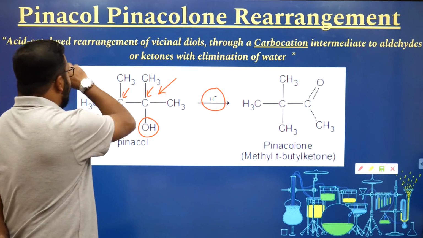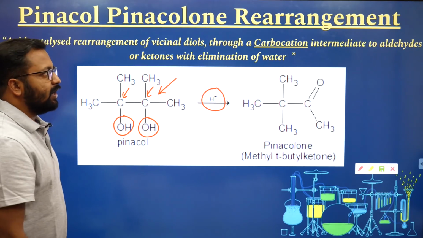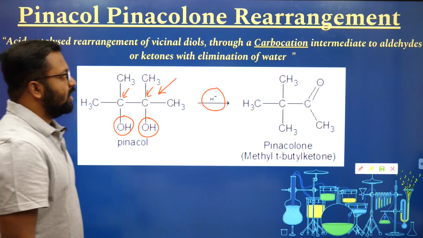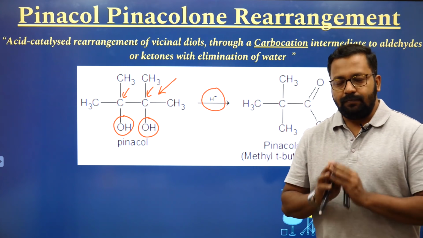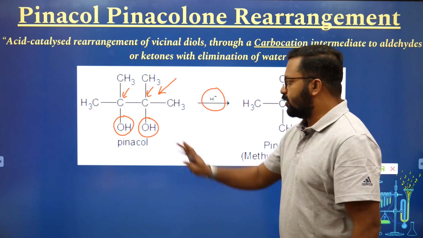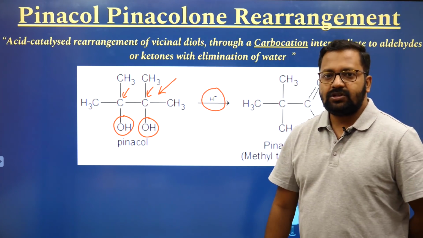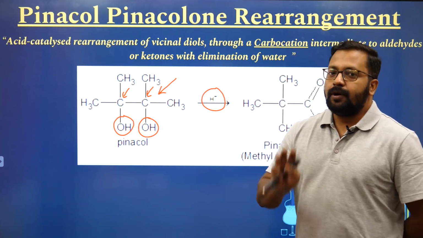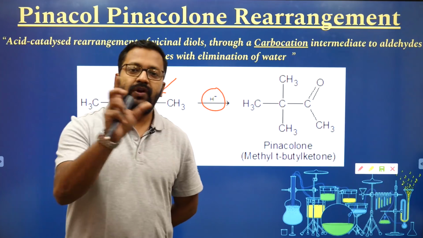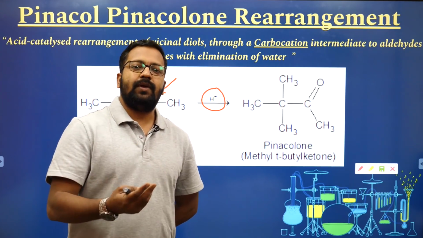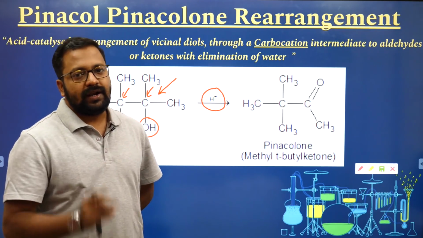So it is the acid catalyzed rearrangement of vicinal diols through carbocation intermediate to aldehydes or ketones with elimination of water. So three things are important. One, the substrate should be a vicinal diol. Second, it should be an acid catalyzed reaction. And third, it should generate a carbocation intermediate through which a product would be formed. The product can be one of the two carbonyl compounds, which can be aldehyde or ketone.